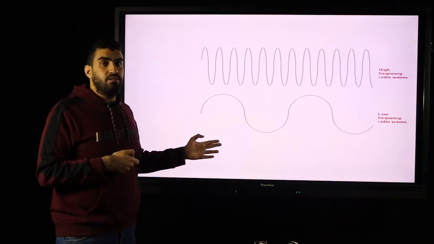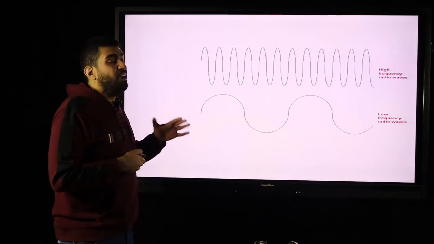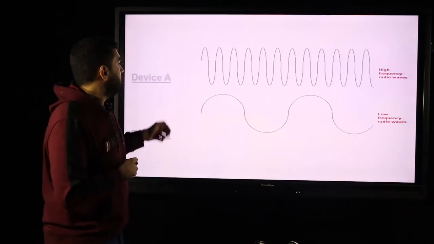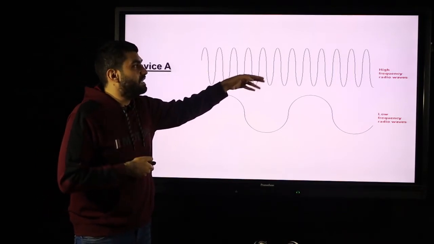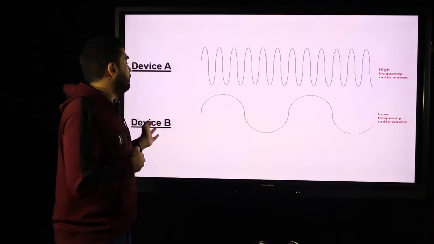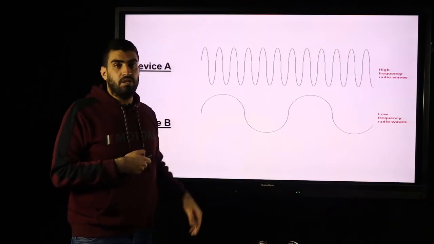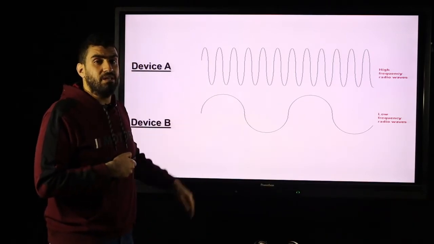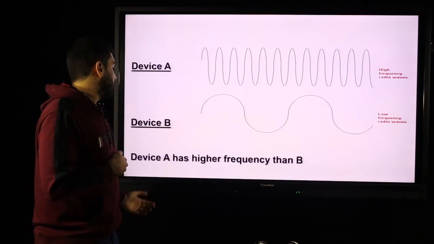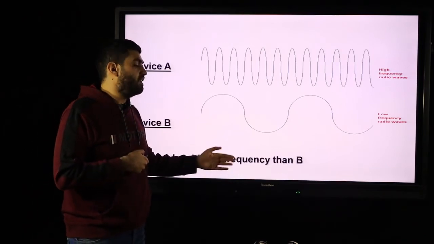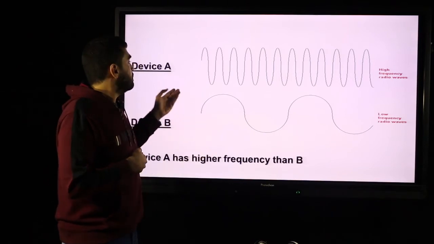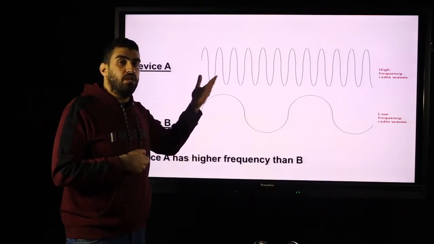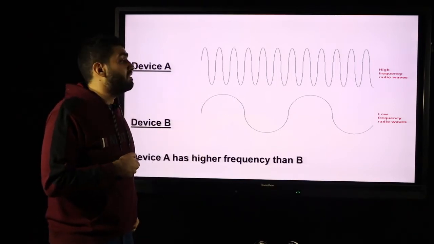I have 2 devices, and in 5 seconds, for example, the first one, device A, made all these complete oscillations, and device B made only 2 complete oscillations. So device A has more frequency than device B. Device A has higher frequency than B. Give reason: because it made more complete oscillations in the same time than B.